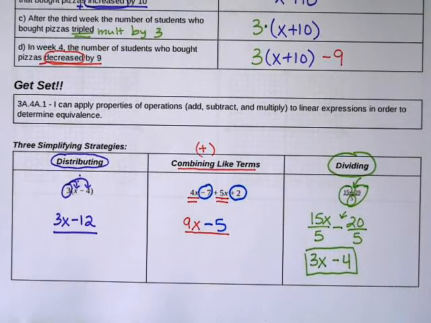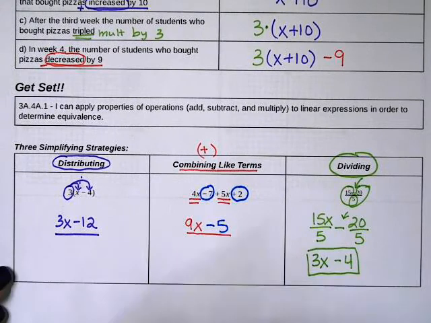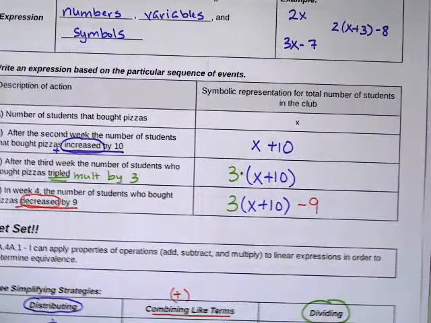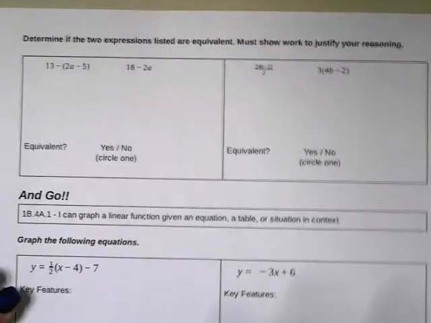So simplifying expressions, those are the three things we could do: distribute, combine like terms, or divide. And sometimes you'll have to do multiple things in one example. So let's look at a couple examples real quick and look at this in problems that you're going to have to do.